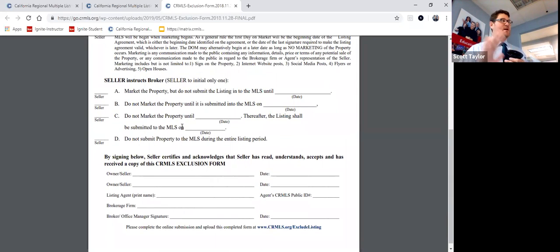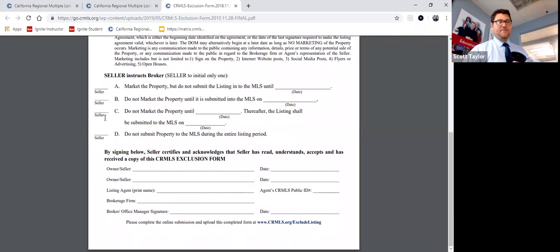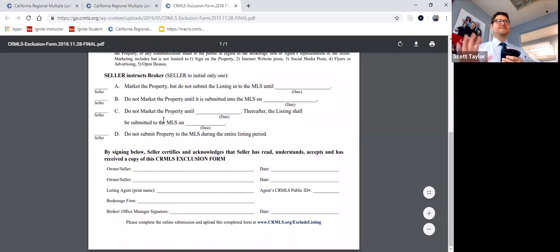Those are disclosures for them. This is what happens when you hold it from the MLS. One of the following 4 paragraphs needs to be initialed because this deals with marketing.